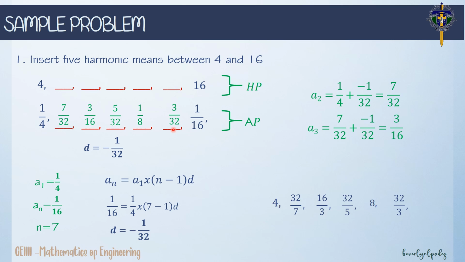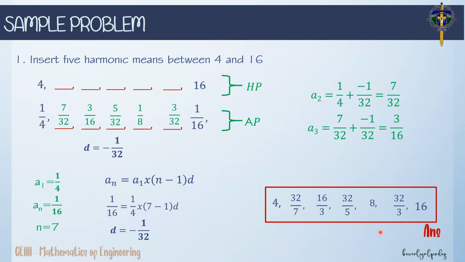And then 3 all over 32 becomes 32 over 3. And then of course 1 all over 16 becomes 16. So this is now the 5 harmonic means in between 4 and 16. So this is now our answer.